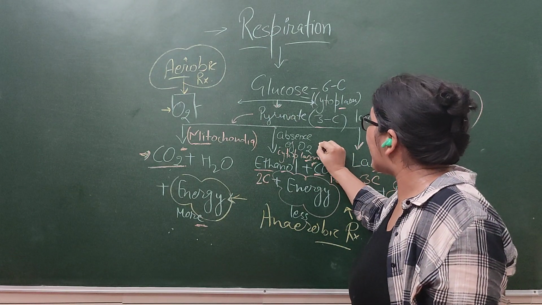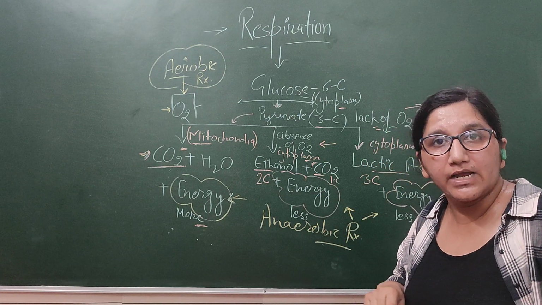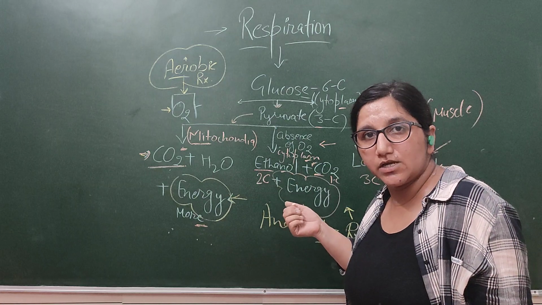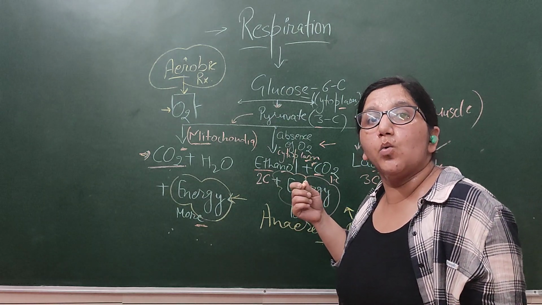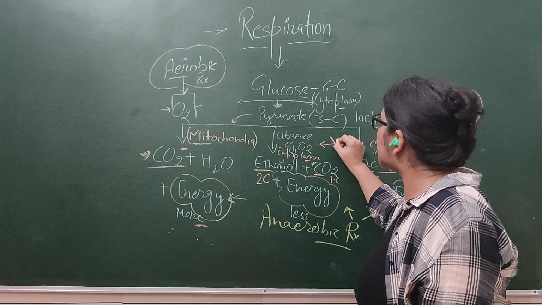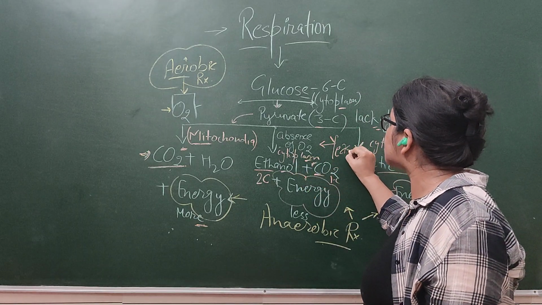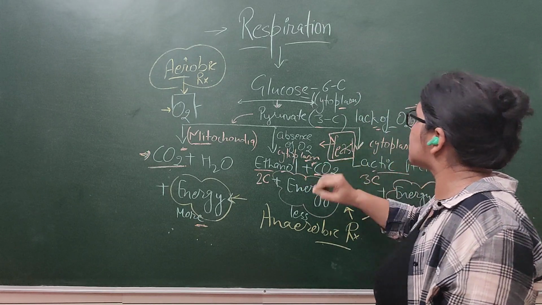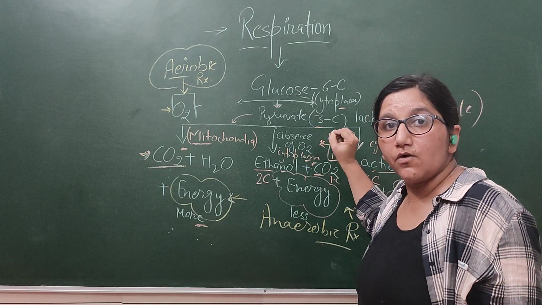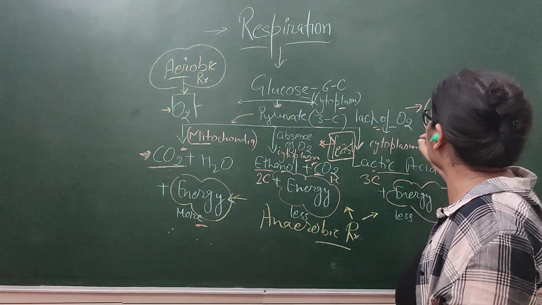In this case, where ethanol will be formed, can you guess in which type of cells? Lower organisms. For example, the standard example we will discuss in NCERT is yeast. In yeast, which type of reaction will it be? Which type of reaction where ethanol will be produced.